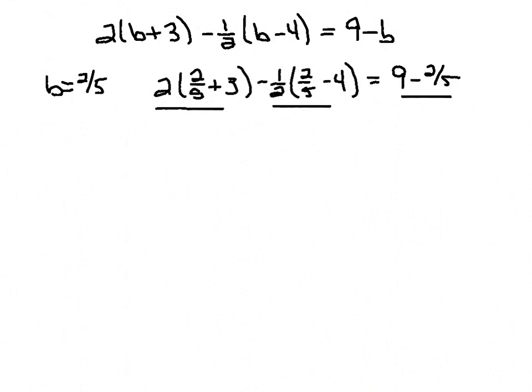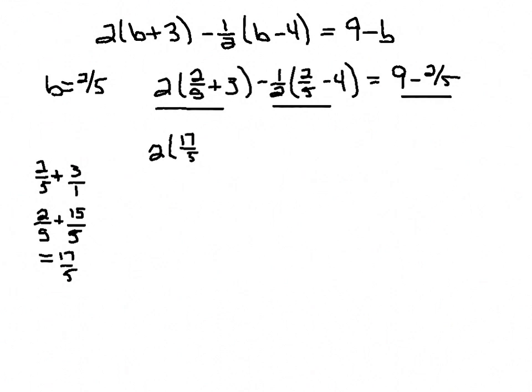I have 2/5 plus 3. 2/5 plus 3 is the same as 2/5 plus 3 over 1. I would find a common denominator of 5. Therefore, I have 2/5 plus 3 is the same as 2/5 plus 15/5, which would give me 17/5. So I have 2 times the quantity is 17/5.